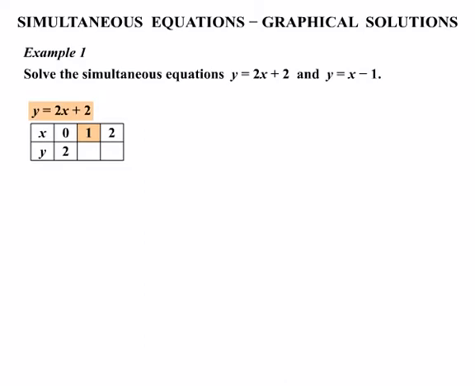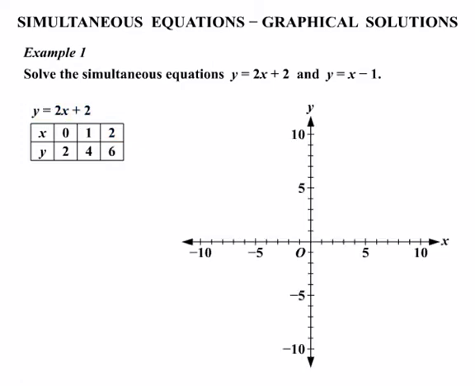Subbing in x equals 1 now, 2 times 1, add 2 to it, and we get 4. And then lastly, x equals 2. Subbing that in, 2 times 2 plus 2 gives us y equals 6. Alright, let's give ourselves a number plane here and we'll plot these points onto it. 0, 2 firstly. Well, if we go across 0 and up 2, that's going to give us this point here on our y-axis, isn't it?